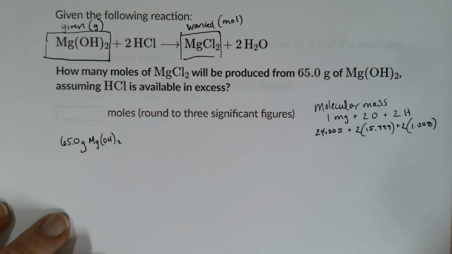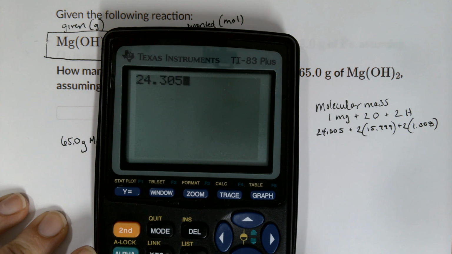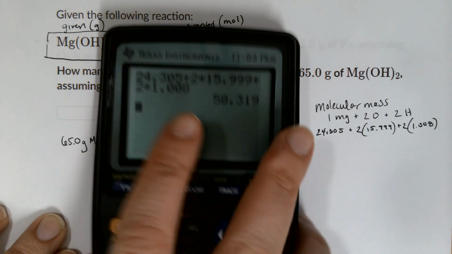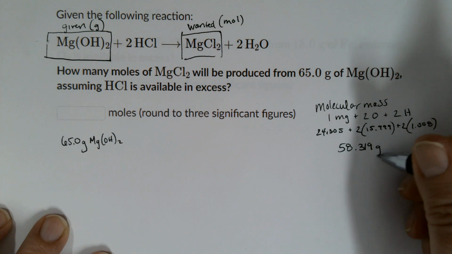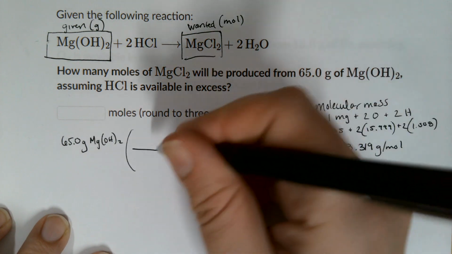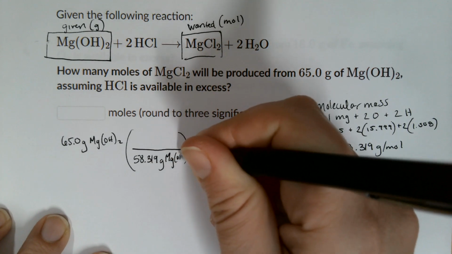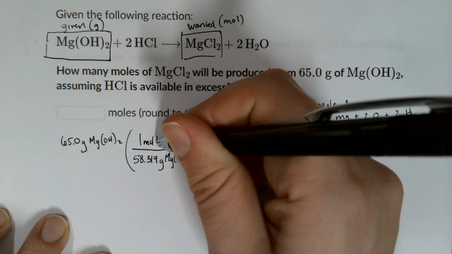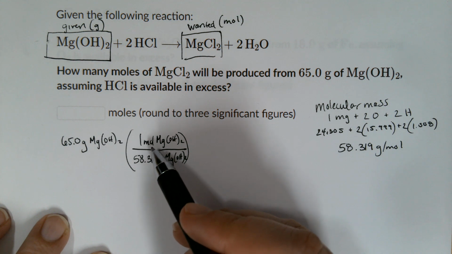And we would add those together. There you go. 58.319. And that is grams per mole. So our first conversion involves canceling out the grams and getting moles. So we have 58.319 grams of Mg(OH)2 for every 1 mole of Mg(OH)2. So we're going to divide by that to get our moles of Mg(OH)2.